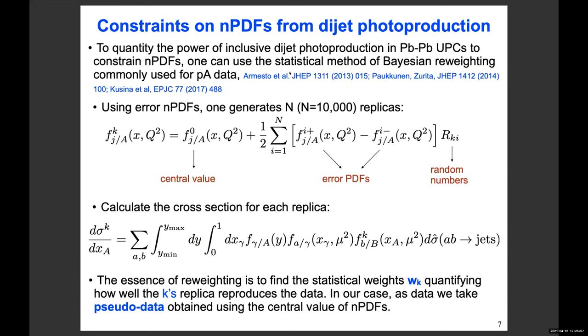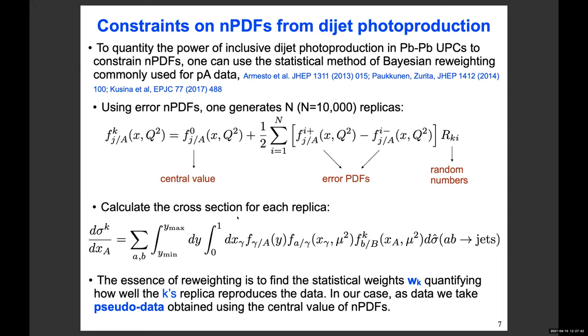So now that we have our calculations, what can we learn about nuclear PDFs from the comparison of our predictions to the data? The typical way to assess the importance of a particular measurement to proton or nuclear PDFs is to do statistical Bayesian reweighting. We repeated this exercise, which is commonly done in the literature. The procedure is outlined here. Using error nuclear PDFs, that is nCTEQ15 or EPPS16, we generated 10,000 replicas using the standard prescription with random numbers. Then for each replica, we calculate the dijet photoproduction cross-section.